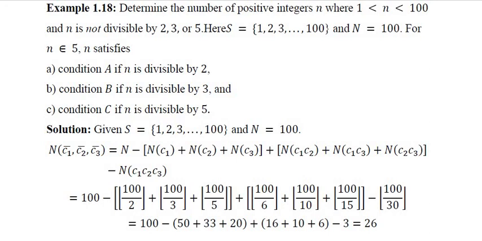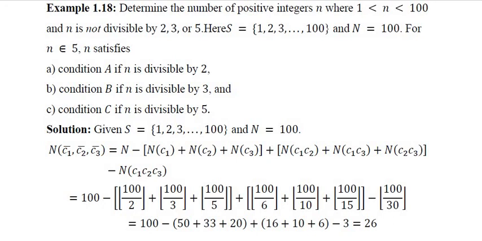up to 100 there. Similarly, n of C1 C2, that is the greatest integer of 100 by 6, that is equal to 16. Next is n of C1 C3, that is the greatest integer of 100 by 10, which is equal to 10 there. Greatest integer n of C2 C3, which is equal to 100 by 15, that is equal to 6 there, and n of C1 C2 C3 is equal to 100 by 30, that is 3. There are 3, that is n of C1 C2 C3.